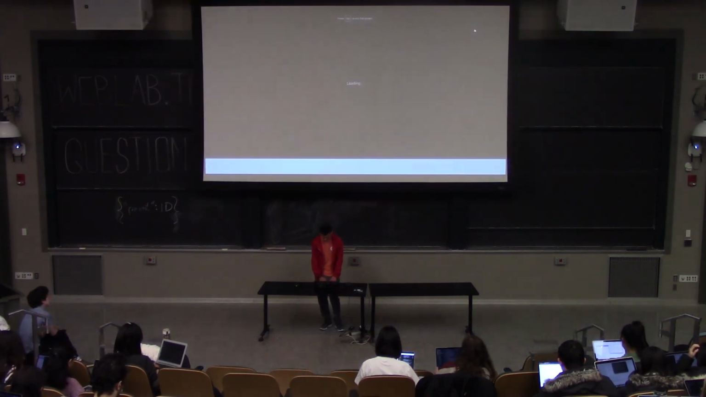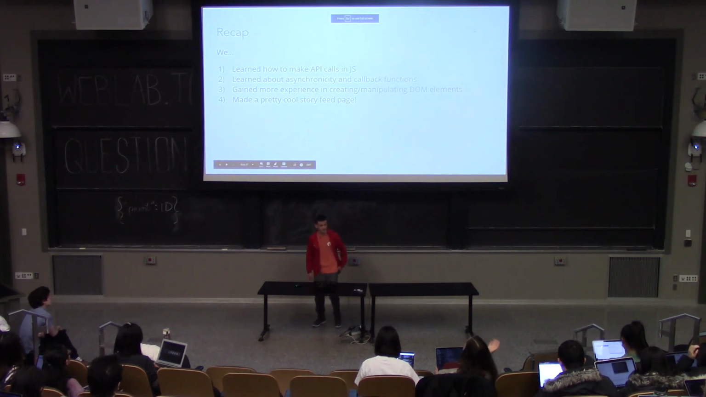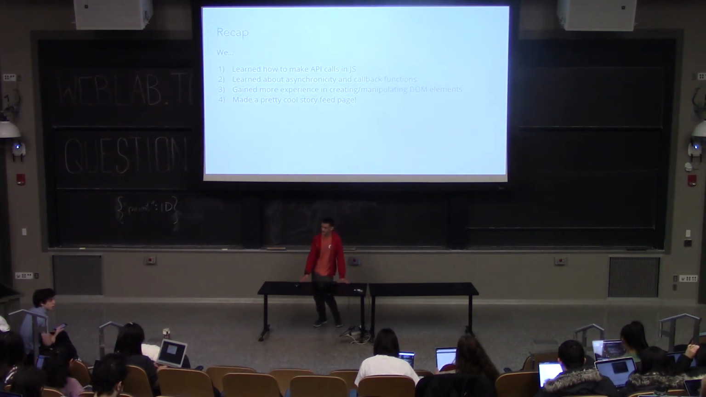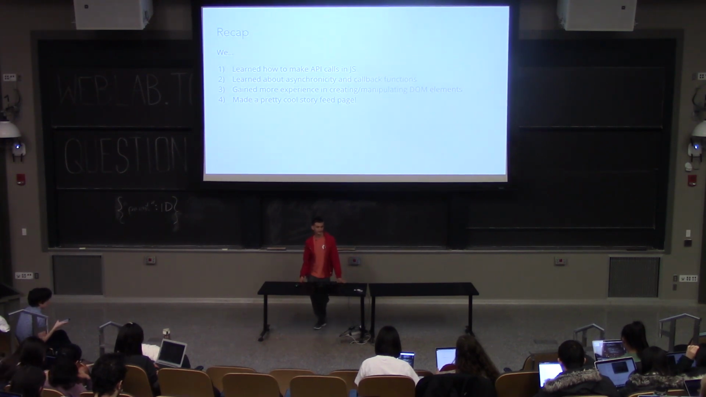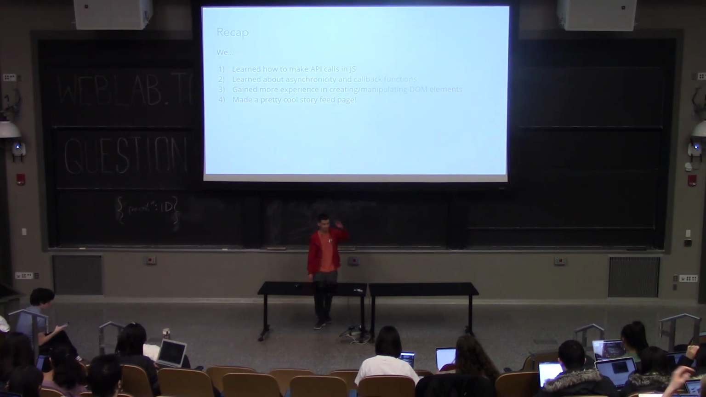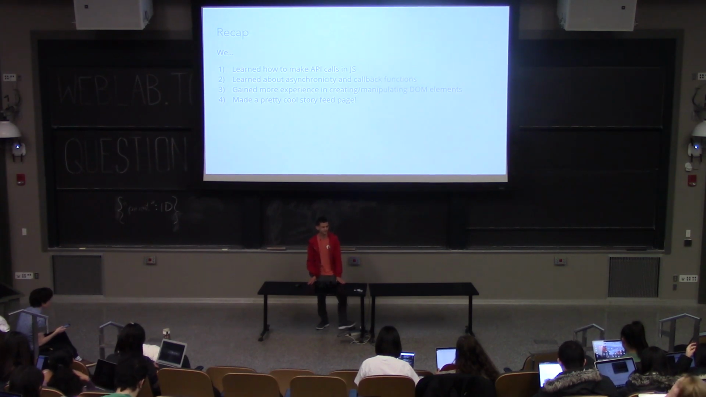Okay, so good. Overall, that's the end of this workshop. We learned how to make API calls today, which is nice, and we got to review some of yesterday's lecture material in creating JavaScript DOM elements. And along the way, we had a nice side lecture about asynchronicity, so you know to be careful about JavaScript's behavior and not always expect things to run line by line, top to bottom. And we made a nice cool story feed page, so good job everyone.